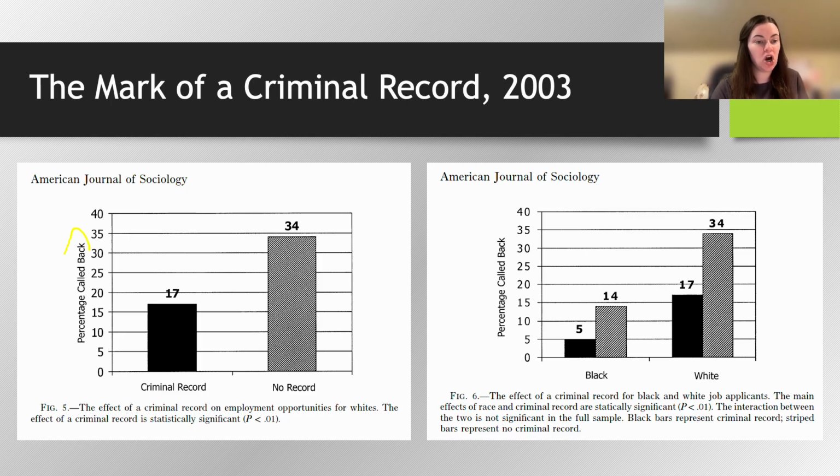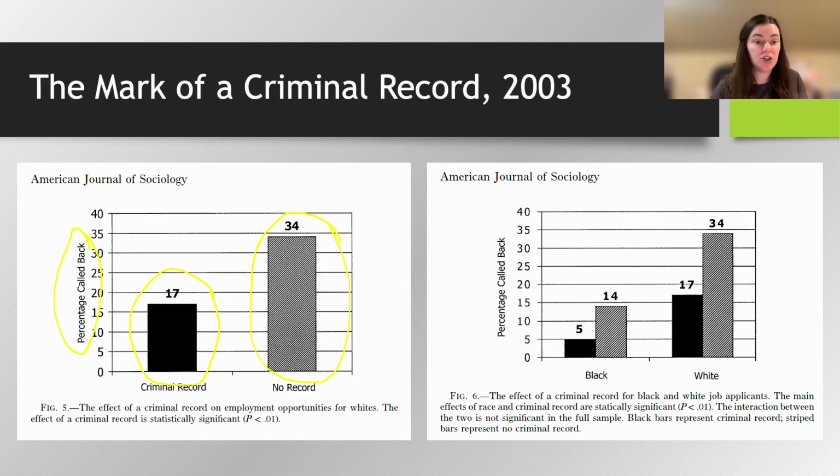In this case, our Y-axis is showing us the percentage that were called back, and this ranges from a percentage value of 0 to 40. And what we're looking at here is in this dark black bar is that 17% of individuals who had a criminal record did receive a job callback. In comparison, those that did not have a criminal record had a 34% callback rate. And so in this case, it was double.